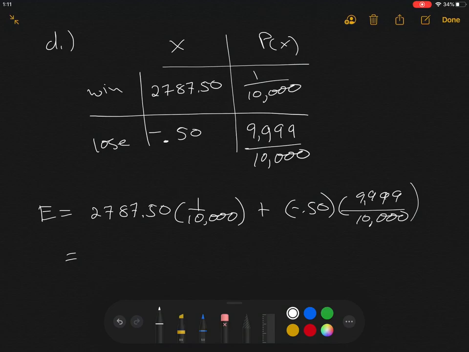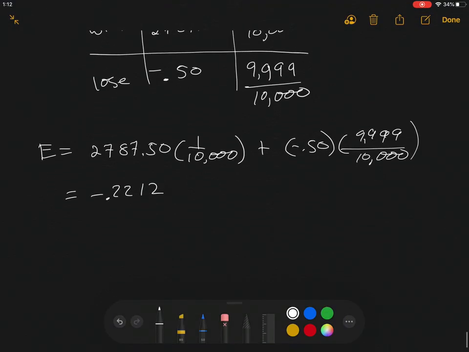So if I enter that in, plus negative 0.50 times 9,999 over 10,000, you get a total of negative 0.2212, or about a 22 cent loss. So is it a fair game or fair lottery? No. On average, the lottery system cashes out 22 cents per person who plays this game. So not a fair game.